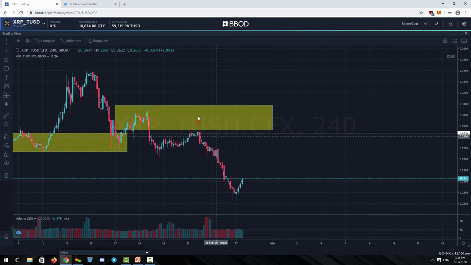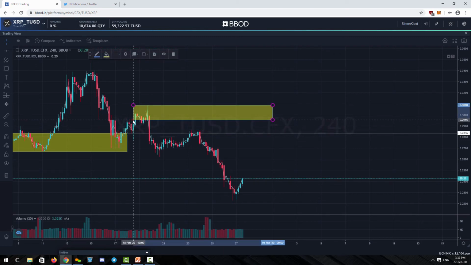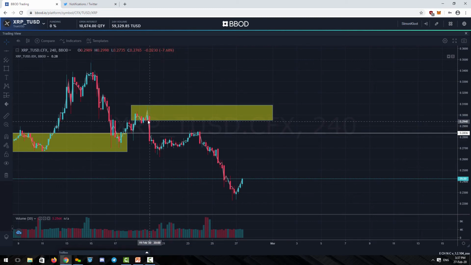Okay, so when you get to the 4 hour, you can adjust this a bit. So you can see that on the 4 hour, the zone actually starts from here. So the market fell away quickly from here. And when it comes back up, you could look for a short there.